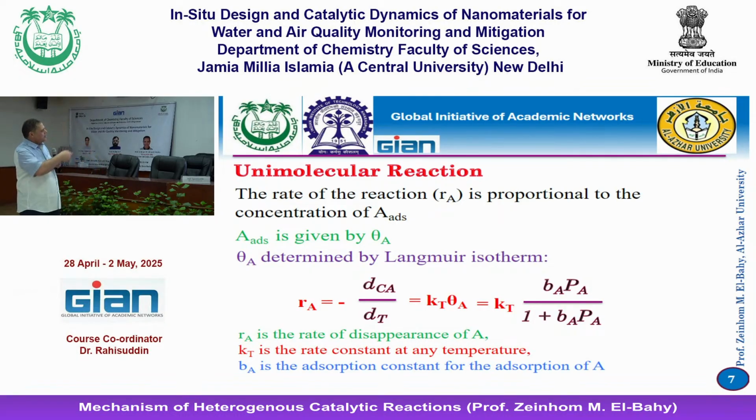It equals Kt by this term, Ba multiplied by Pa, over this term. I think you know these definitions. Ra is the rate of disappearance of A. Kt is the constant at any temperature. B is a constant; you remember in the morning that it has K1 over K2, something like this.